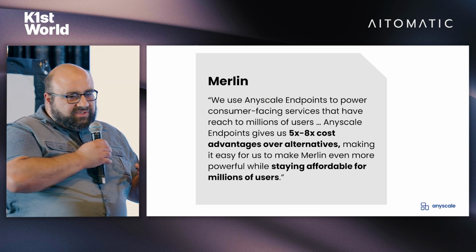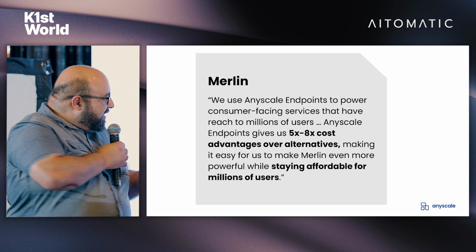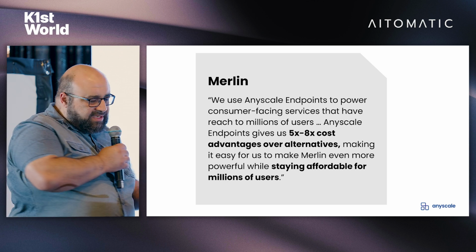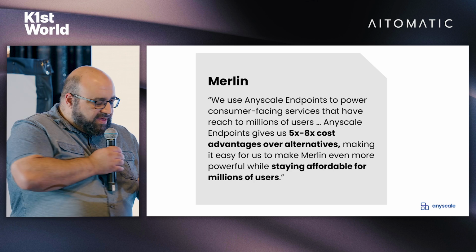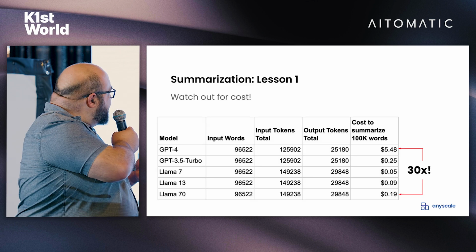And Merlin uses us for summarization because it's cost effective. They use the Llama 7B model. And it's about 5 to 8 times cheaper. And again, the revenue models are a little bit weird for these kinds of examples. But that's one example that uses summarization.